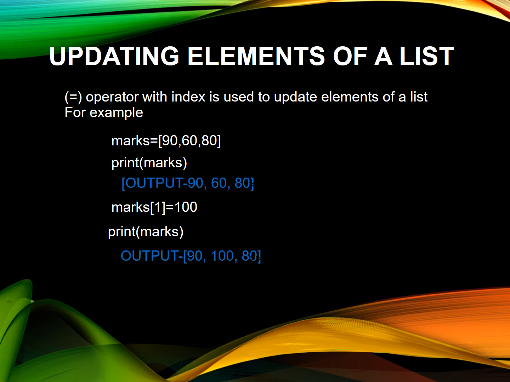Let's consider an example. There is a list with the name marks which contains three elements 90, 60 and 80. So what you are doing, marks[1] = 100. That means we are changing the element at second position to 100. Here if we see the marks list, the element at index 1 is 60. Now when we are updating its value to 100 and if we print, then the value will be changed.